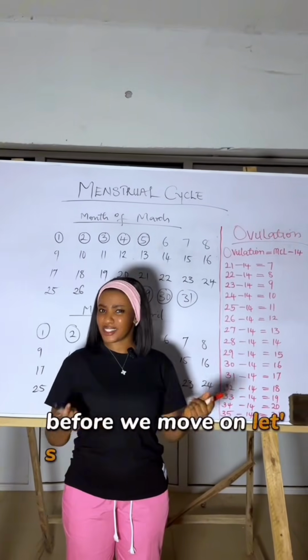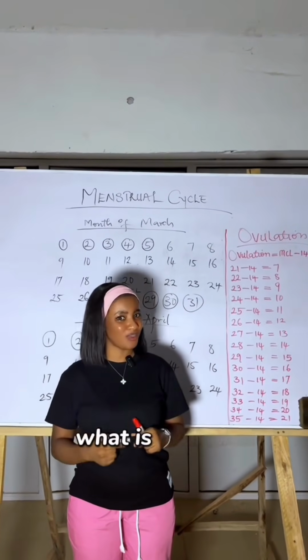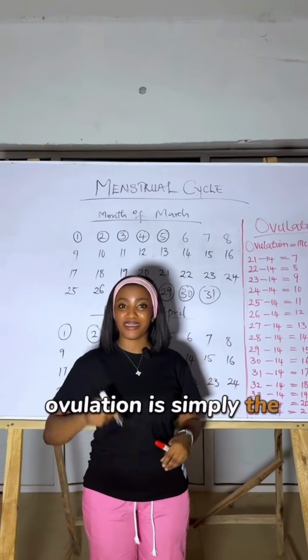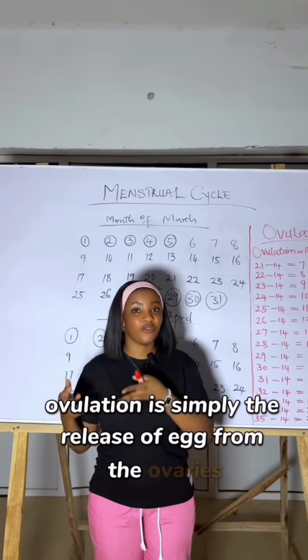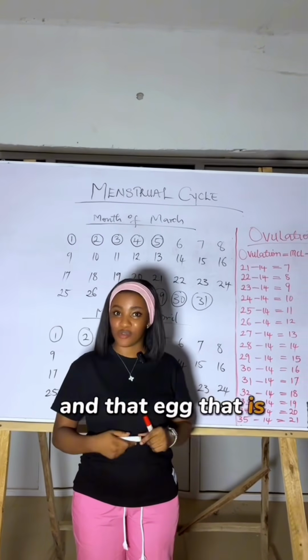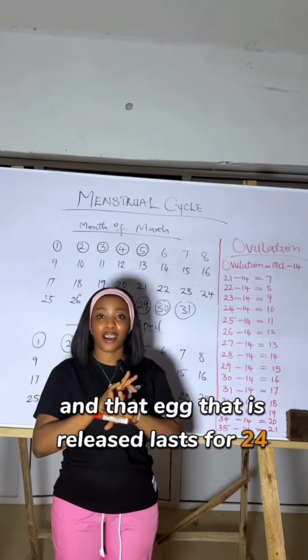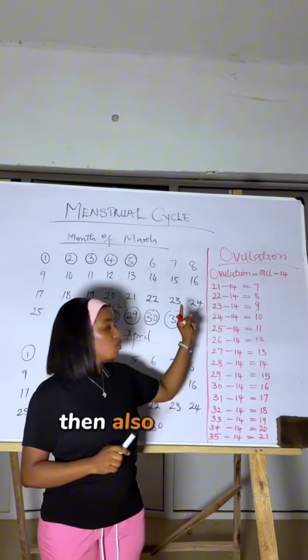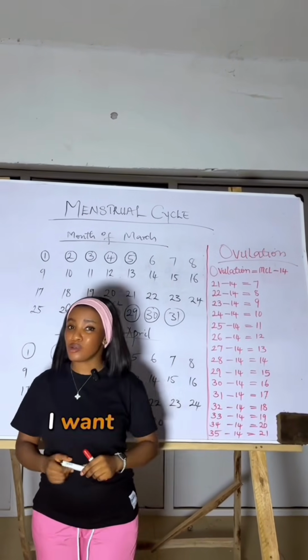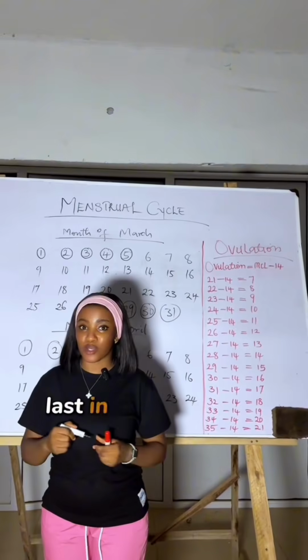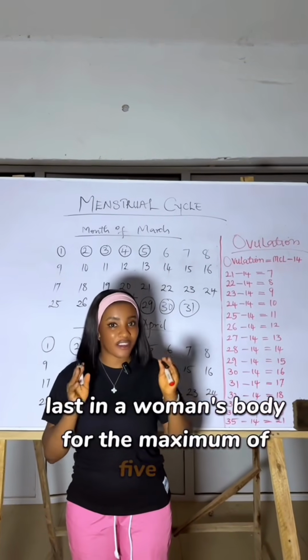Before we move on, let's even define ovulation. What is ovulation? Ovulation is simply the release of an egg from the ovaries, and that egg that is released lasts for 24 hours only. Then also, before we calculate the ovulation, I want to let you know that sperm lasts in a woman's body for a maximum of 5 days.